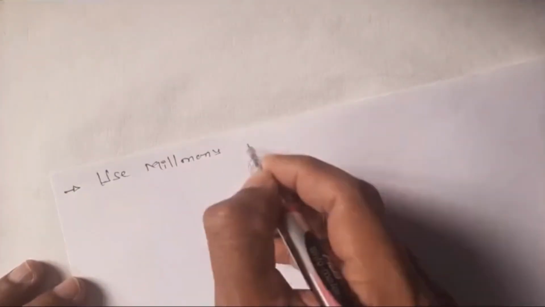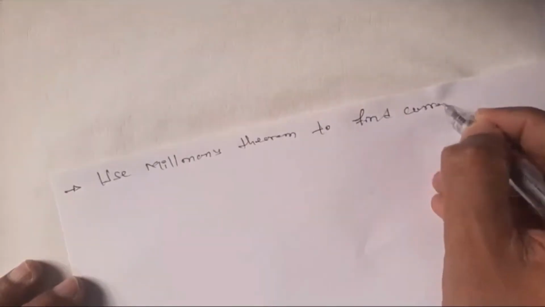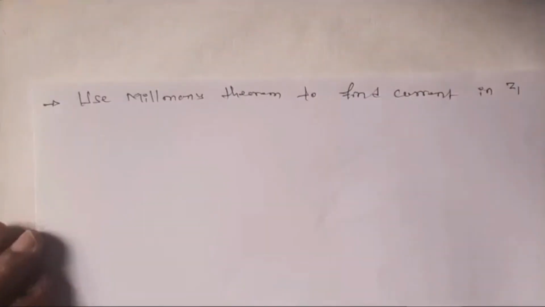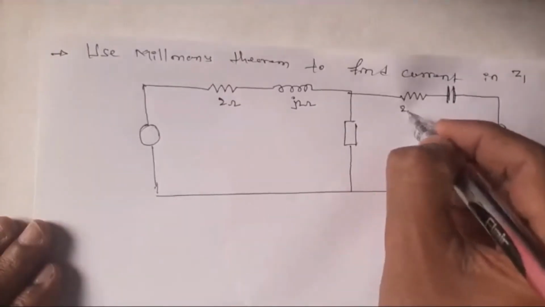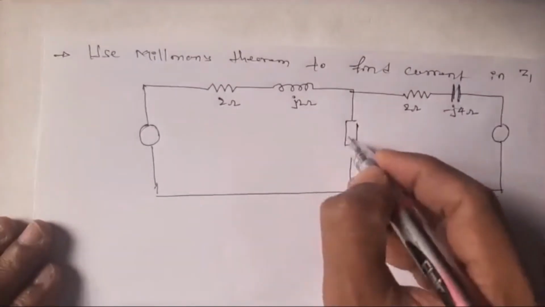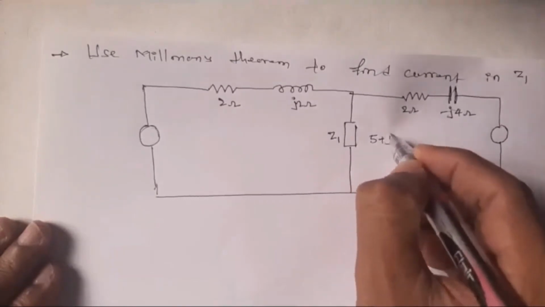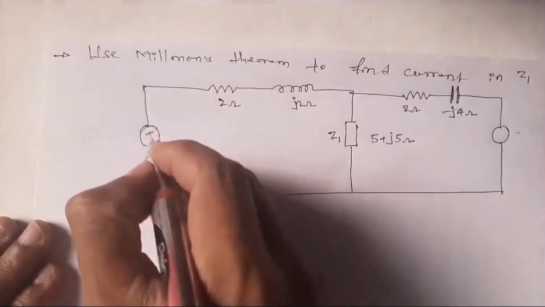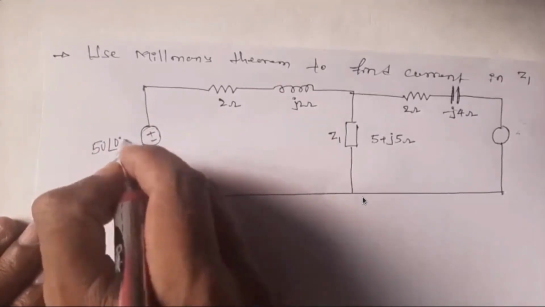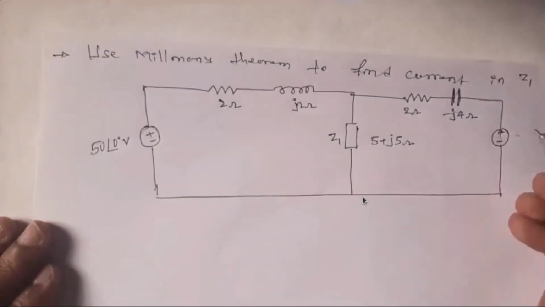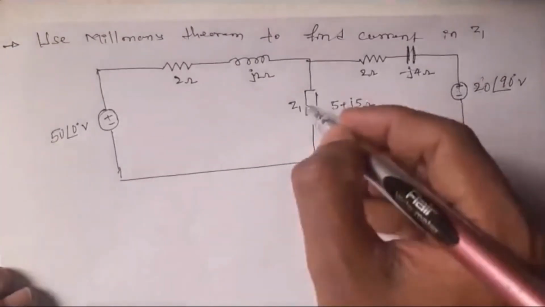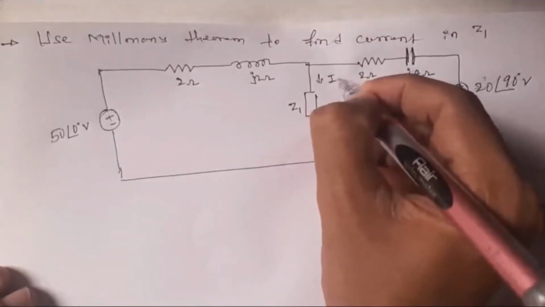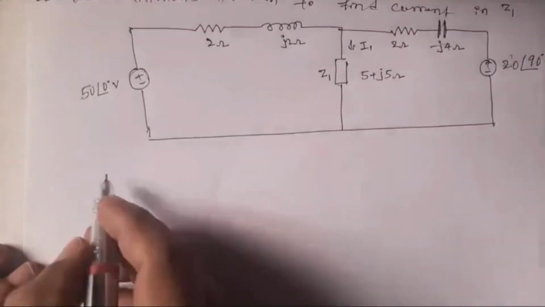Okay, so I'll solve one more problem. Use Millman's theorem to find current in Z1. So this I'll take a little bit differently. 2 ohm, j2 ohm, this is 2 ohm, minus j4 ohm, and this is Z1, 5 plus j5 ohm, and this one is plus and minus 50 angle 0 degree volts, and this is plus and minus 20 angle 90 degree volts. You are supposed to find current through Z1. I may call this, for example, I1. Current through Z1 is I1.